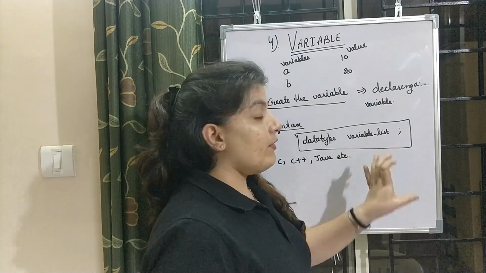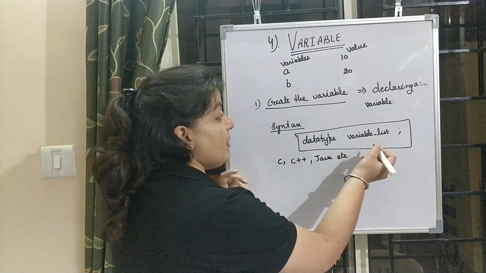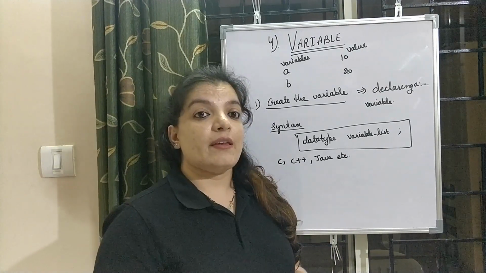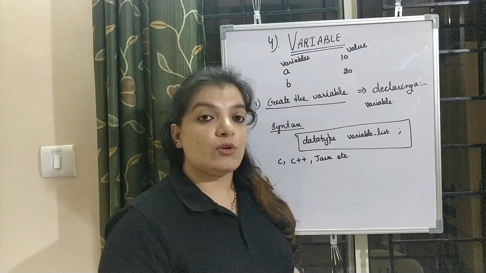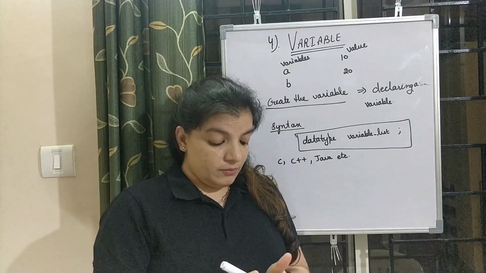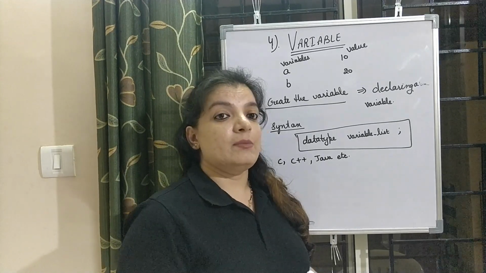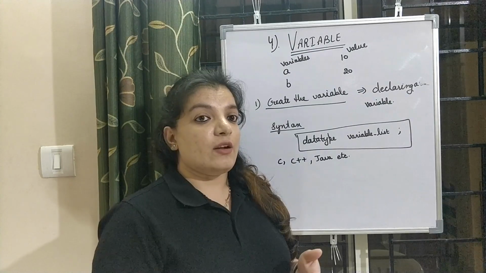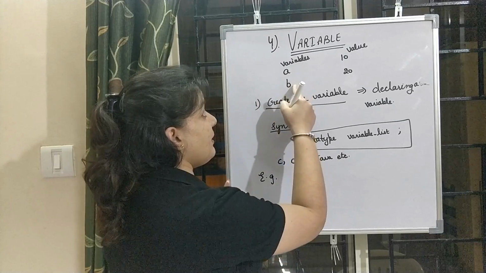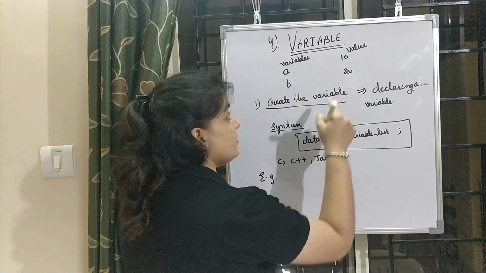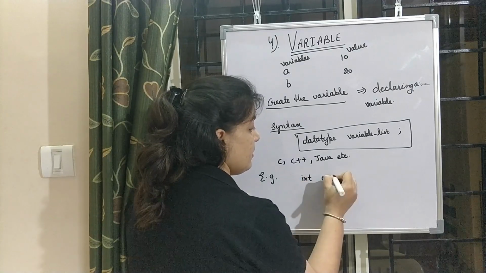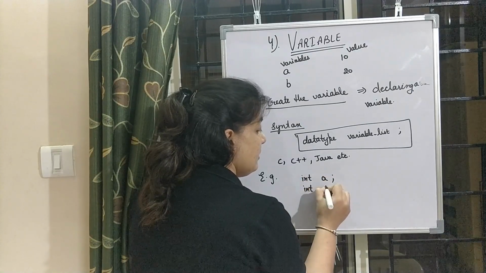Now what is the meaning of variable list here? Variable list means we can write one variable, or we can create more than one variable. If we are creating more than one variable, then these variables must be separated by a comma if they are of the same data type. For example, if I have to create A and B, the data type is integer. So I will write here int A, and another variable B.